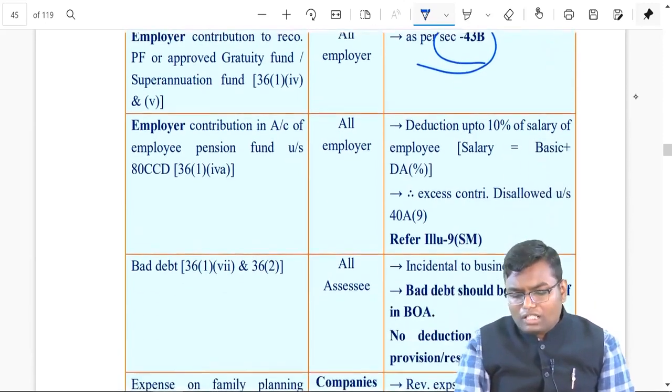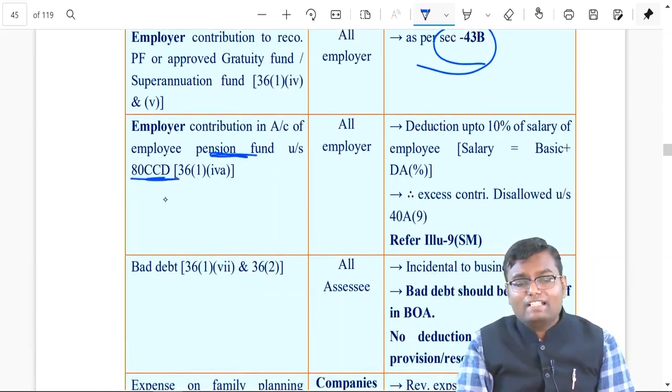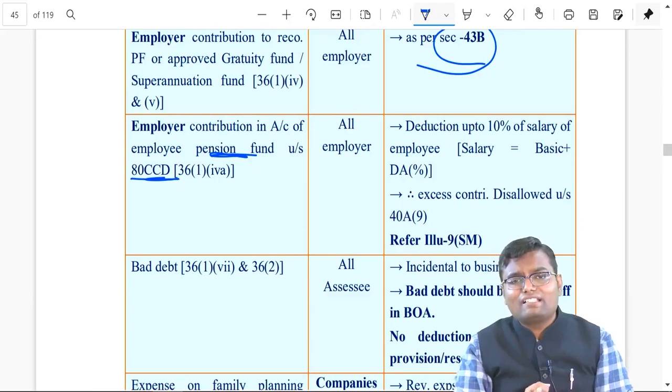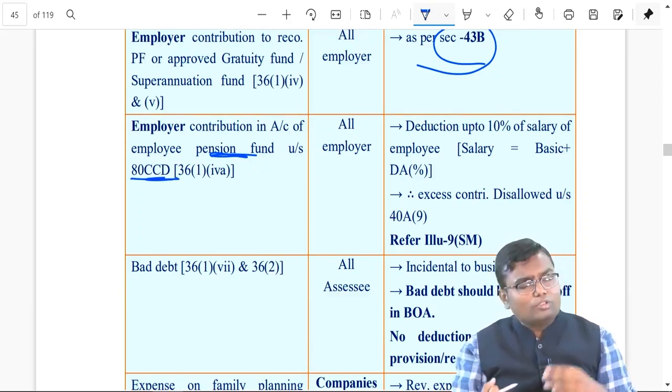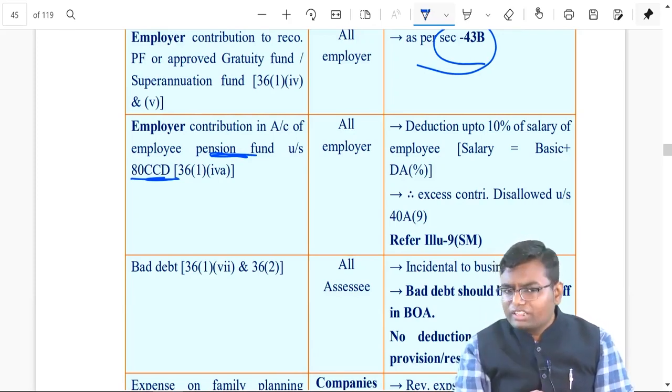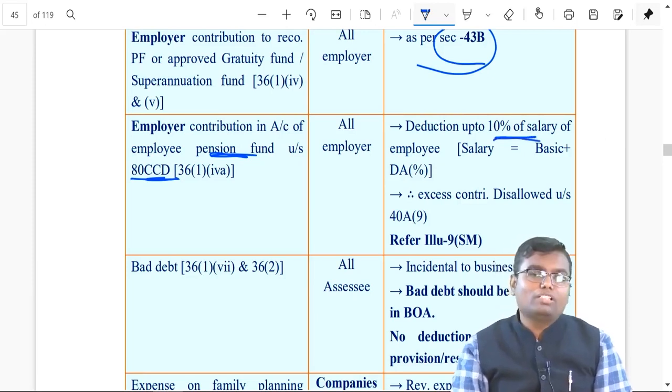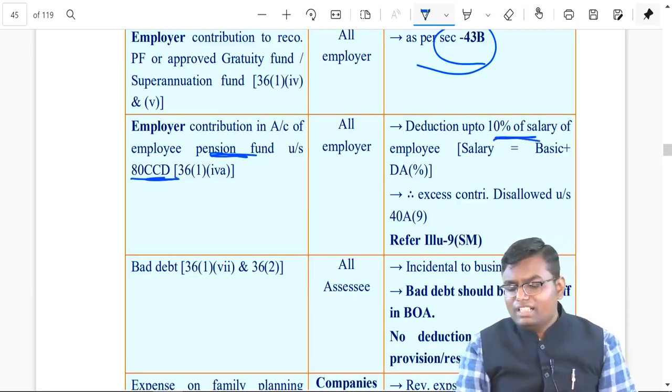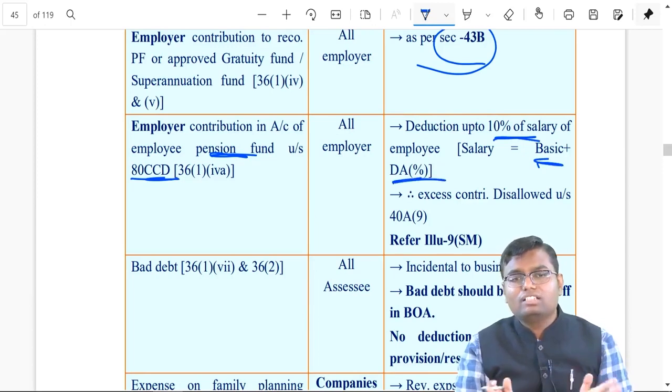Similarly, employer also contributes to the pension scheme mentioned under section 80CCD, Atal Pension Yojana, National Pension Scheme. For that, employer will also get a deduction, but the maximum contribution deduction that employer will get is 10% of the salary of employee. And here, what is the meaning of salary? Basic plus DA percentage, nothing else.